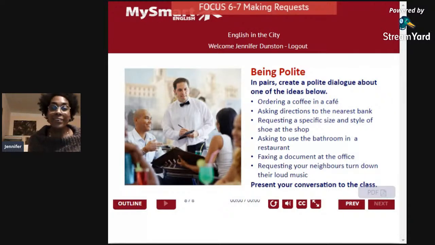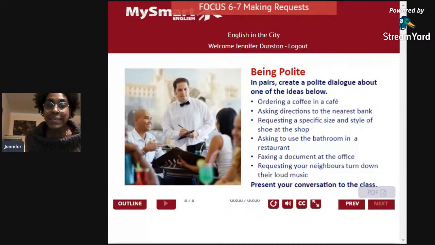Okay, we're asking directions. We're in a city that we've never been in before. Maybe we're visiting a city for the day and we need to find a cash point. We want to know where the nearest cash point is, which is a bank. So we want directions. We're requesting directions to the bank.